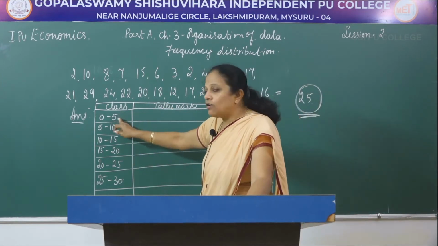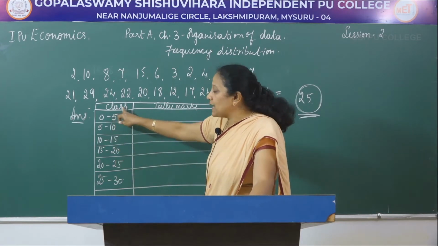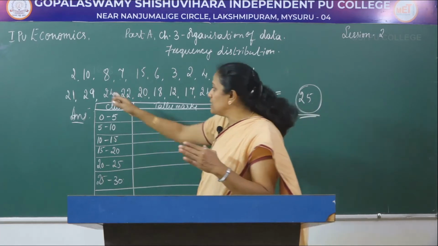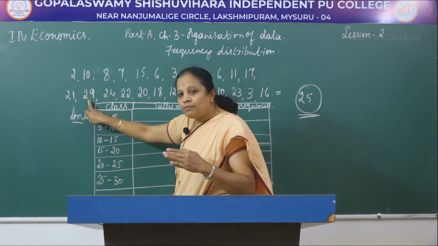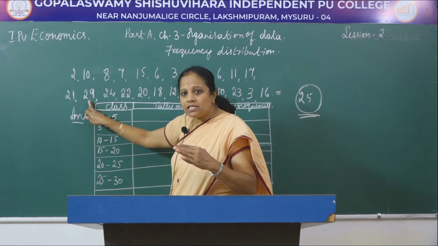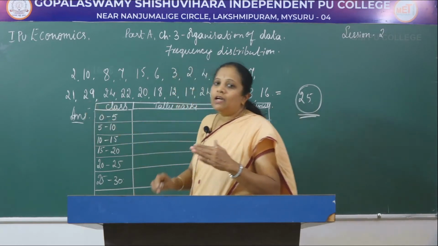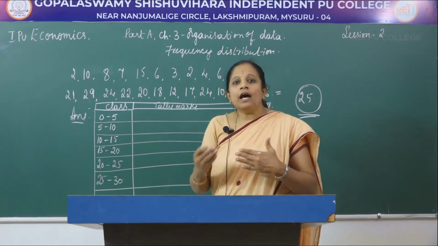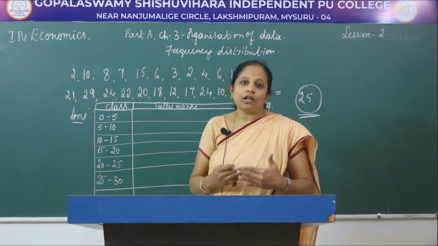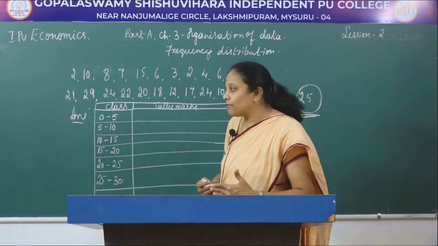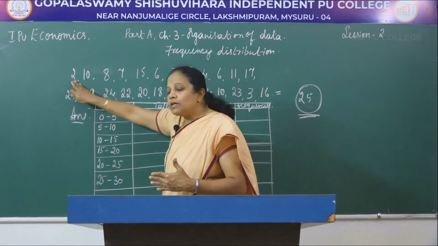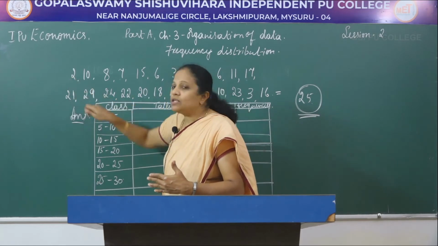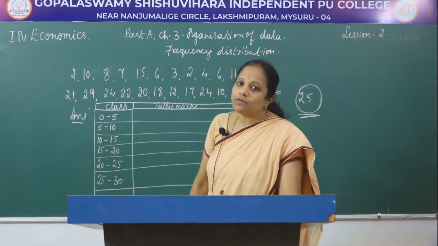In this first column we have the class. Since here we have checked, the least number is 2 and the largest number in this group of numbers is 29. A range is the difference between the lowest number and the highest number of a group, the smallest number and the largest number. So, the smallest number is 2 and the largest number is 29, and the difference between 29 and 2 is 27.